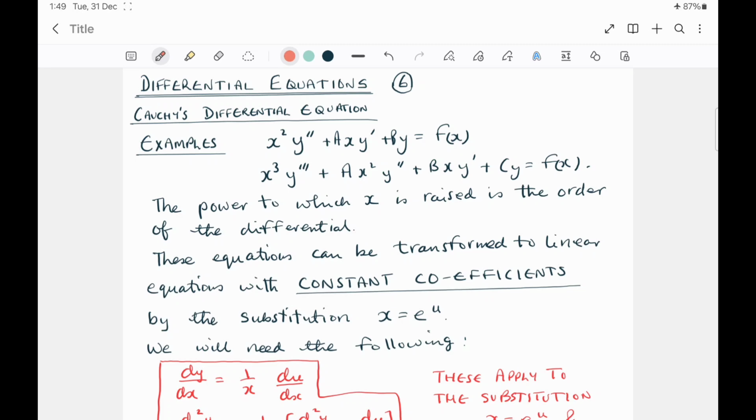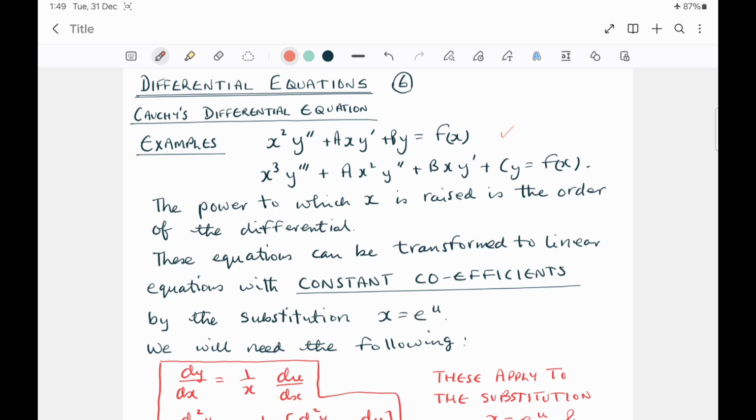Now, the thing to notice here is that the power to which x is raised is the order of the differential. So if you look in the first one over here, the x squared is the same order as the order of the differentiation, which is 2, etc., etc. I think you get the idea there. It's not difficult to grasp, okay?